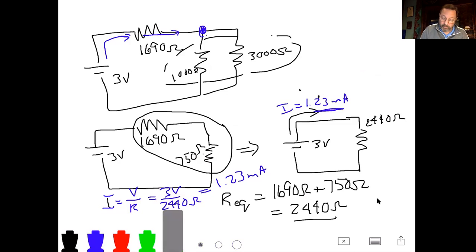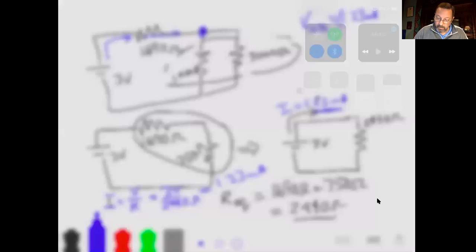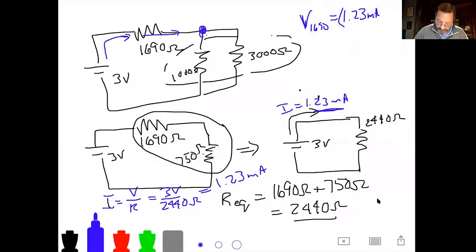But I guess the first question is, what's the potential difference across the 1690 ohm resistor? And I think the answer, we'll go in blue here, the potential across the 1690 is equal to the current, 1.23 milliamps. Remember, a milli is 10 to the minus third, times... It's not going to let me write right there, is it? So let's erase and put it someplace else.